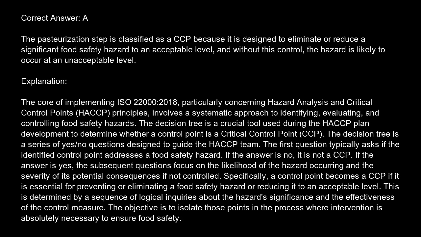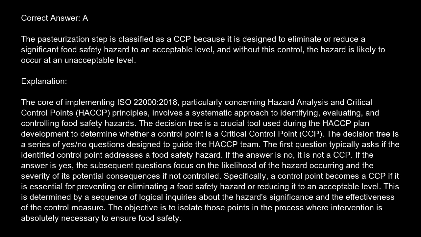The first question typically asks if the identified control point addresses a food safety hazard. If the answer is no, it is not a CCP. If the answer is yes, the subsequent questions focus on the likelihood of the hazard occurring and the severity of its potential consequences if not controlled.